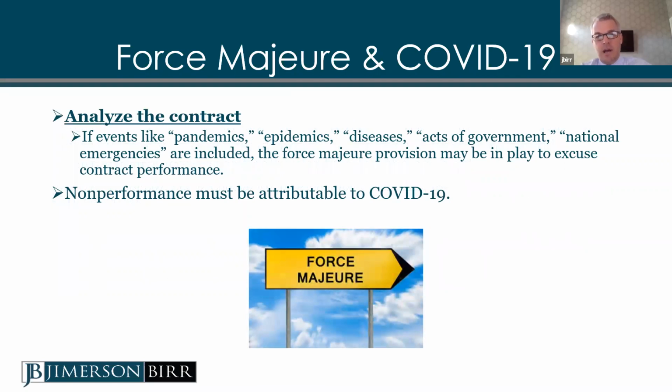So again, analyze your contract: pandemics, epidemics, diseases, acts of government, national emergencies. I saw someone had put up on the screen hurricanes. Yes, you can put all of that in there, and you'd rather spell it out than have to litigate after the fact that a certain event, even though it wasn't specific in the provision, should be covered. You'd prefer not to be in that situation. So take a look and make it more broad if you have that leverage with whoever you're contracting with. You may or may not, but it's worth taking a look at.